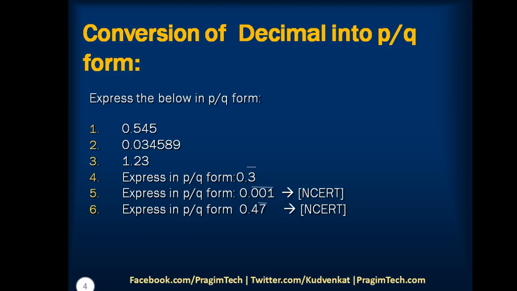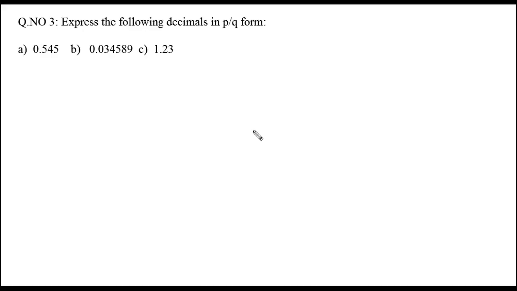Students, till now we discussed what are terminating and what are recurring decimals. Now let's see how we can convert the given decimal expansion into P by Q form. Let's understand this concept by solving the following examples. Till now we have discussed how to convert a given rational number into decimal form. Now let's see how the given decimal form can be converted into a rational number. The given question is: express the following decimals in P by Q form.